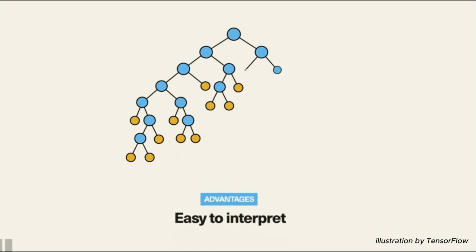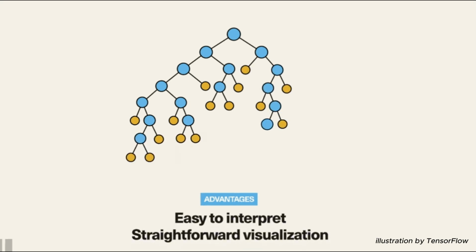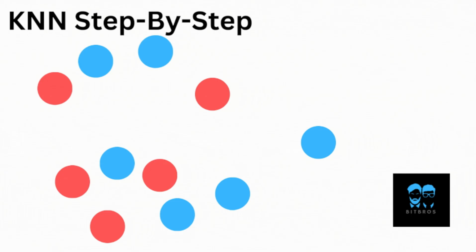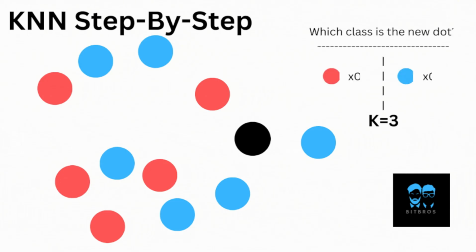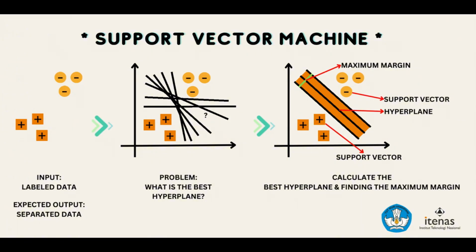The first one is random forest, which is a combination of decision trees. Next is KNN, or K nearest neighbors, which looks at similar examples nearby. And the last model is SVM, or support vector machines, which tries to draw clear lines between classes. These models don't work alone; they combine multiple ideas to make better and more confident predictions.